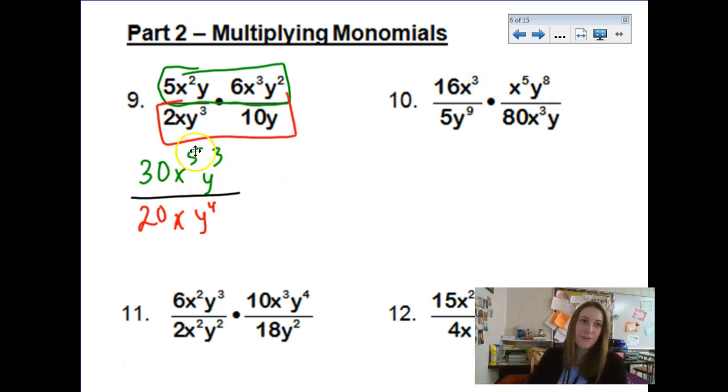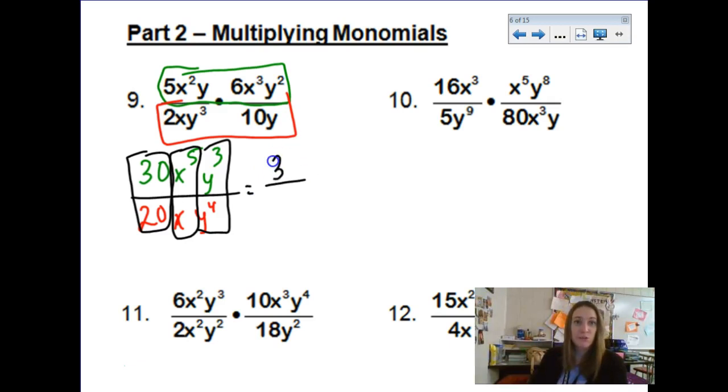So now that we have smushed this together, these coefficients, these x's, and these y's can all reduce. So 30 over 20, that is a monomial coefficient that reduces to 3 over 2. And then x to the 5th over x to the 1st, if I subtracted those exponents, would be x to the 4th up in the numerator. And then y to the 3rd over y to the 4th will be y to the 1st, but it's down in the denominator because it's 3 minus 4, so negative 1 gets flipped down here. So you can put a 1 if you want, but this is my final answer.